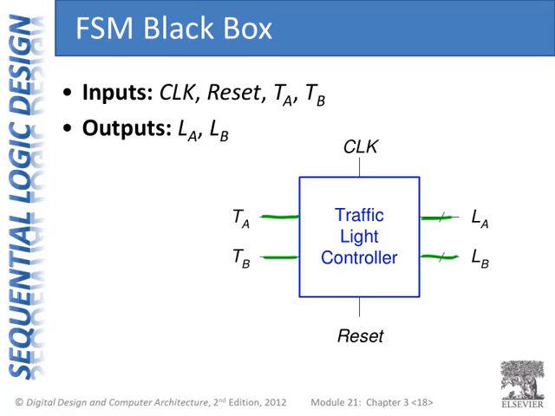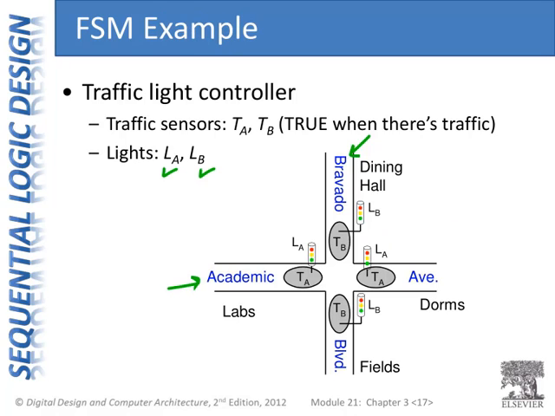So we want to make this FSM. We want to start it off so that Academic Avenue has the green light. So it starts off with Academic Avenue having a green light and Bravado Boulevard having a red light. That's the initial state. And as long as there's traffic on Academic Avenue, we want to stay in this state.